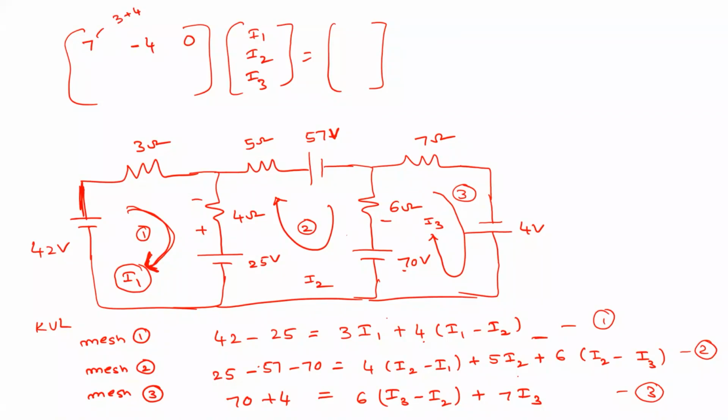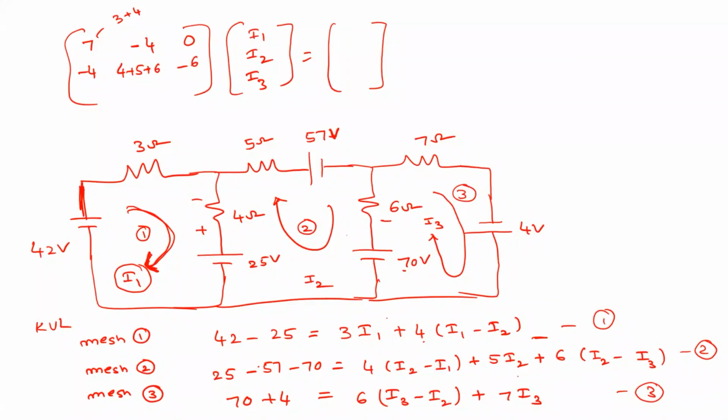Minus 4. Next, the I2 term: 4 plus 5 plus 6, that is 15. Agree? Yes, sir. What is the I3 term? Minus 6, right? Yes, sir. Okay, minus 6.